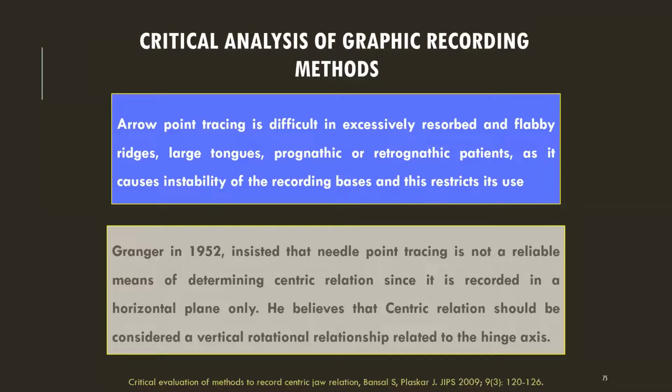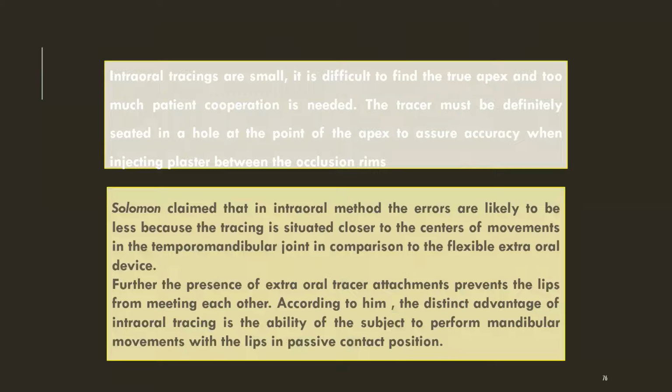And he said that the centric relation should be considered a vertical rotational relation related to the hinge axis. Since the intraoral tracing is small, it is difficult to find the true apex and too much patient cooperation is needed. Also, the tracer must be definitely seated in a hole at the point of the apex to assure accuracy when injecting the plaster between the rims.